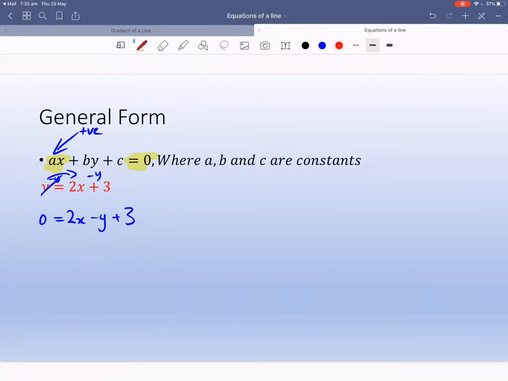I'm just going to reiterate, using this, where a equals 2, b equals negative 1, and c equals positive 3. Hopefully you can see that. I'm just going to reiterate it one more time. A is 2 because it's the coefficient of x. B is -1 because it's the coefficient of y. C equals 3 because it's the constant, because we need to put it in this form that I'm highlighting right now.